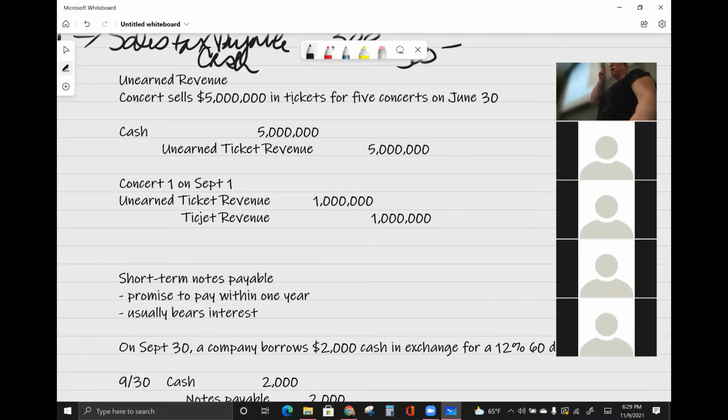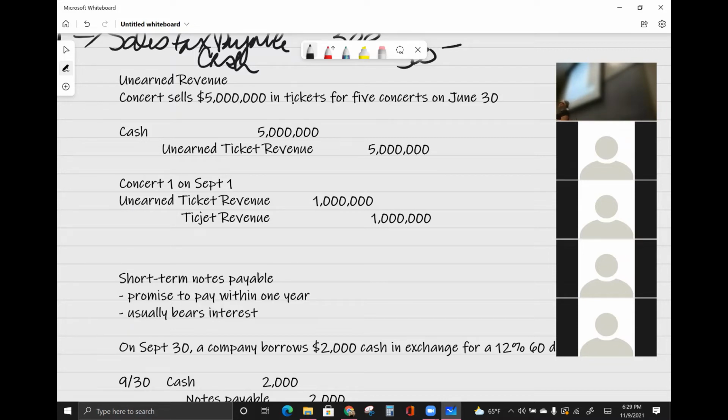We're providing that one concert. And I'm going to put, it's spelled wrong, but it's supposed to say ticket revenue. We're going to credit ticket revenue, $1 million. Now, what happens with my revenue account? That flows to my income statement.